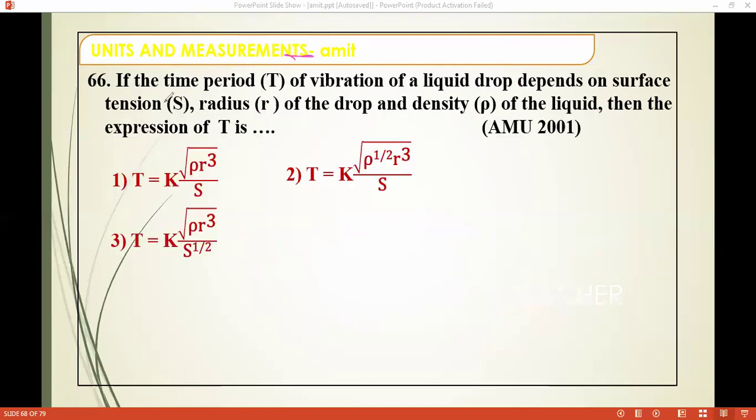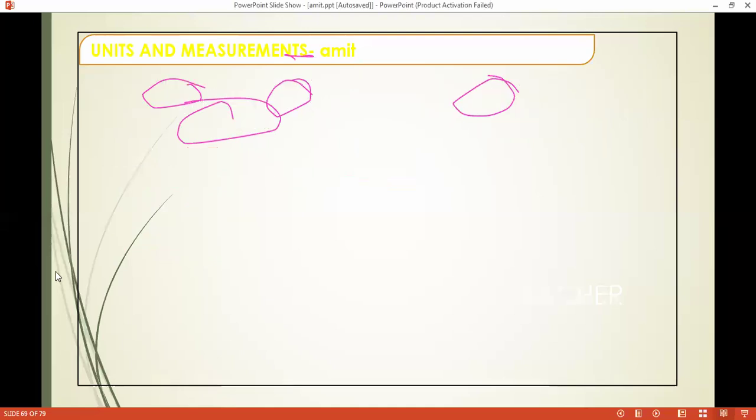The time of vibration of a liquid drop depends on the surface tension, radius, and density of the drop, and the expression. You can solve this question easily. You can find out the relation, find out the values, do it.